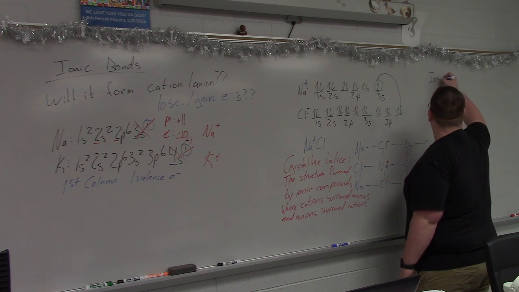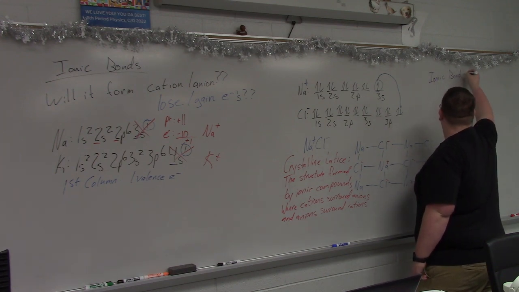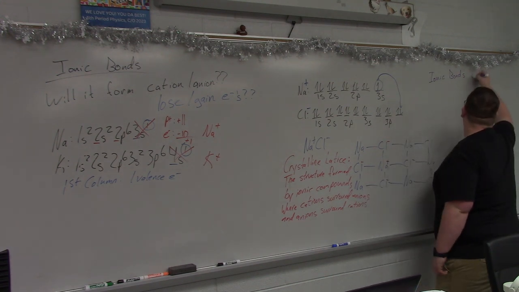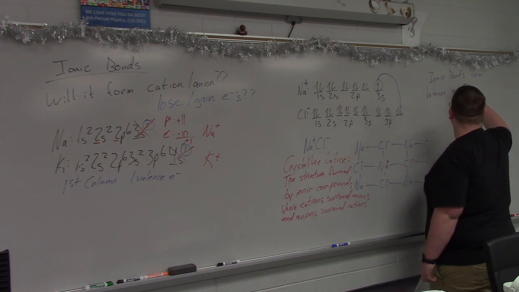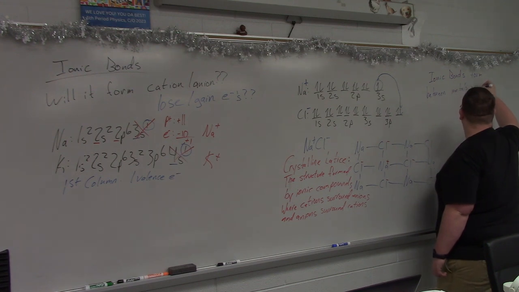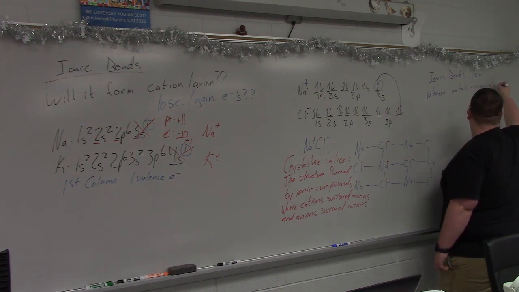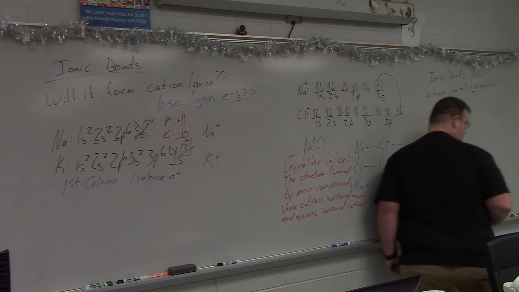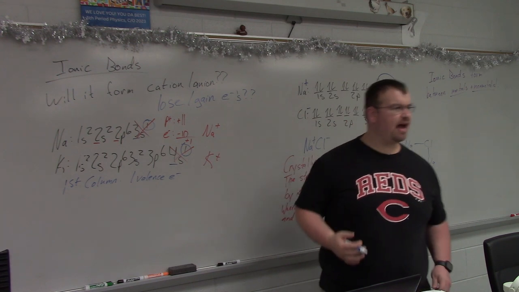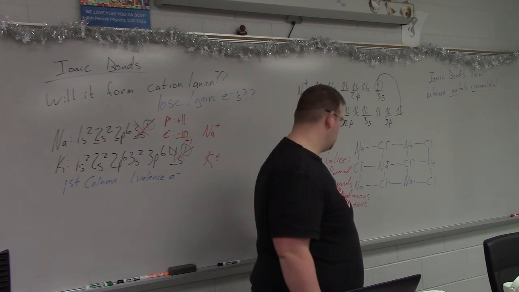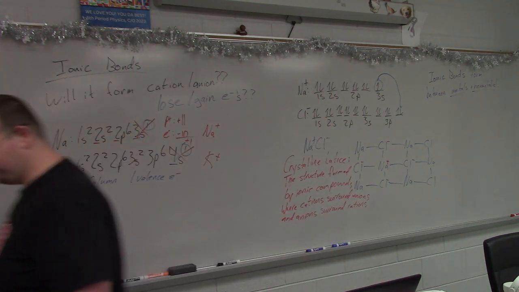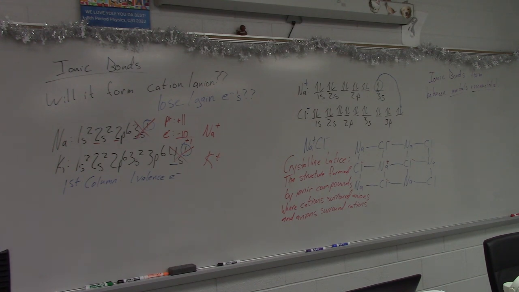Ionic bonds form between metals and non-metals. So how are we going to identify metals and non-metals? It's already done for you. How convenient. Look at the periodic table. I'm going to go over here to the periodic table. Look at your periodic table.